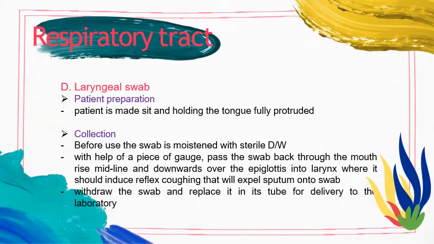Next, your laryngeal swab. The patient is made to sit and hold the tongue fully protruded. Before use, the swab is moistened with sterile saline. With the help of a piece of gauze, pass the swab back through the mouth, along the midline and downwards over the epiglottis into the larynx, where it should induce reflex coughing that will expel your sputum onto the swab. Withdraw the swab and replace it in the tube for delivery to the laboratory.